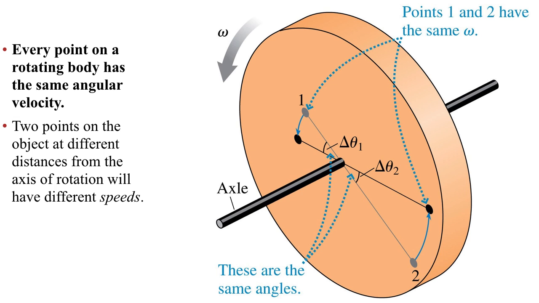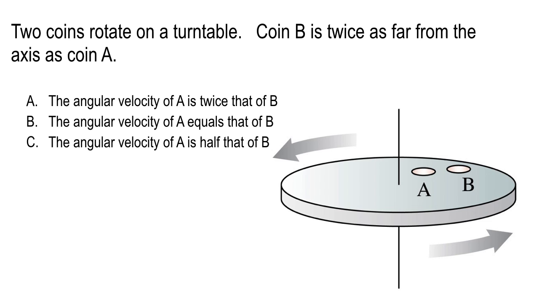So here's my clicker question for you. And I want you to really think about this carefully. We're on frequency BB. Two coins rotate on a turntable. Coin B is twice as far from the axis as coin A. So B's out there on a big circle. A is in here on a smaller circle. What's the relationship between their angular velocities? Go ahead and vote.